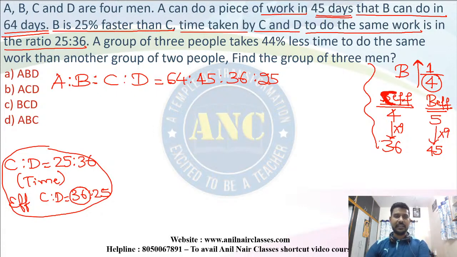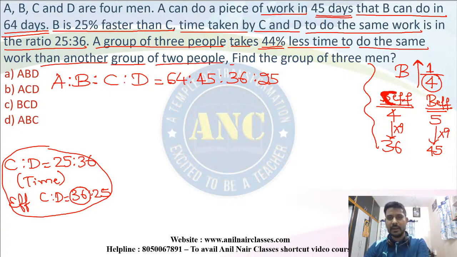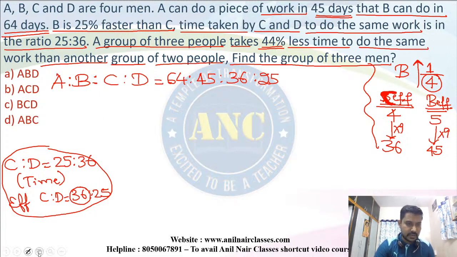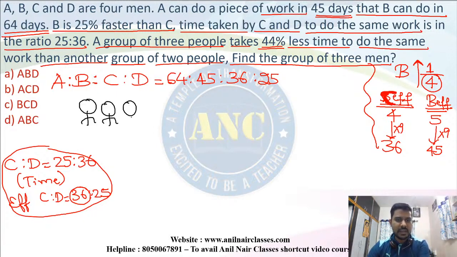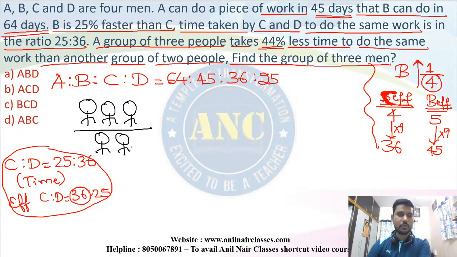Now the question says, a group of 3 people takes 44% less time to do the same work than another group of 2 people. Find the group of 3 men is the question. Now see here. Let me use a different color ink. Now the question clearly says there is a group of 3 people, and there is a group of 2 people.